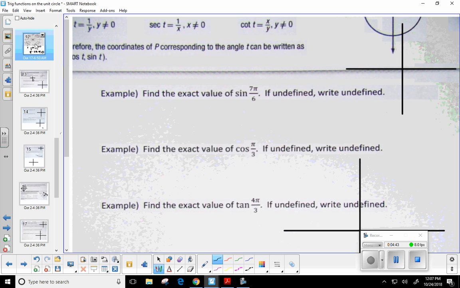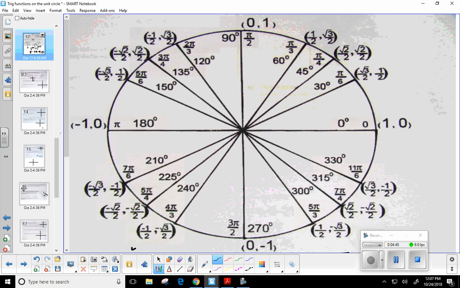So we're going to need a unit circle to help us out with this. So I want sine of 7 pi over 6. Well, the first thing we have to do is locate 7 pi over 6. What quadrant is that in?